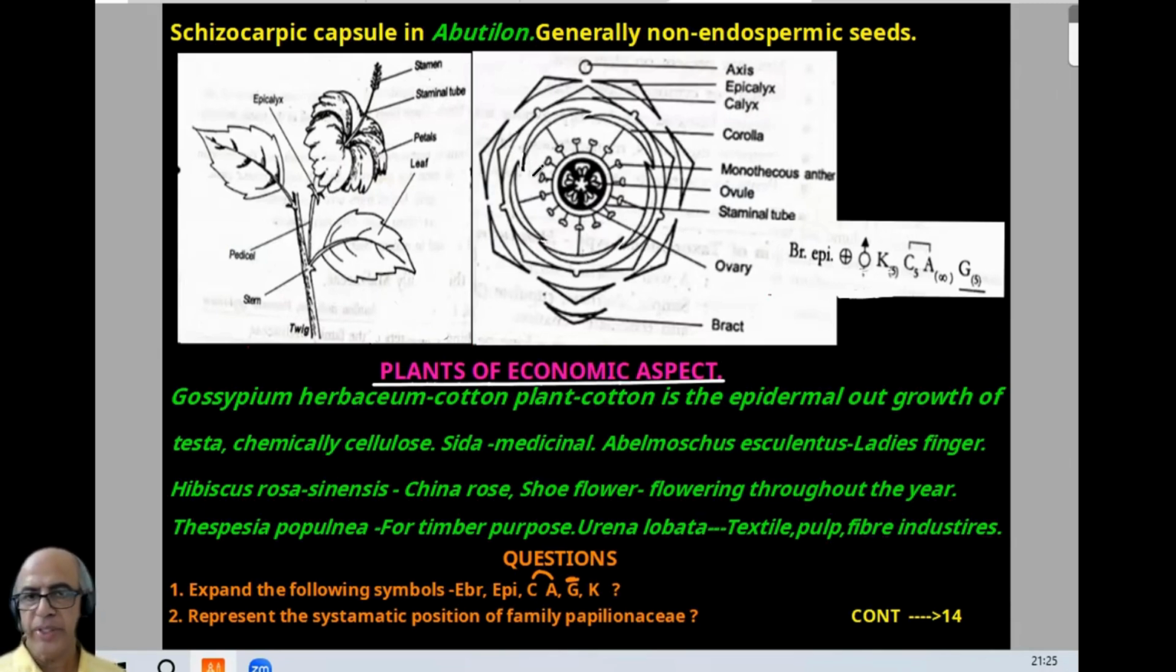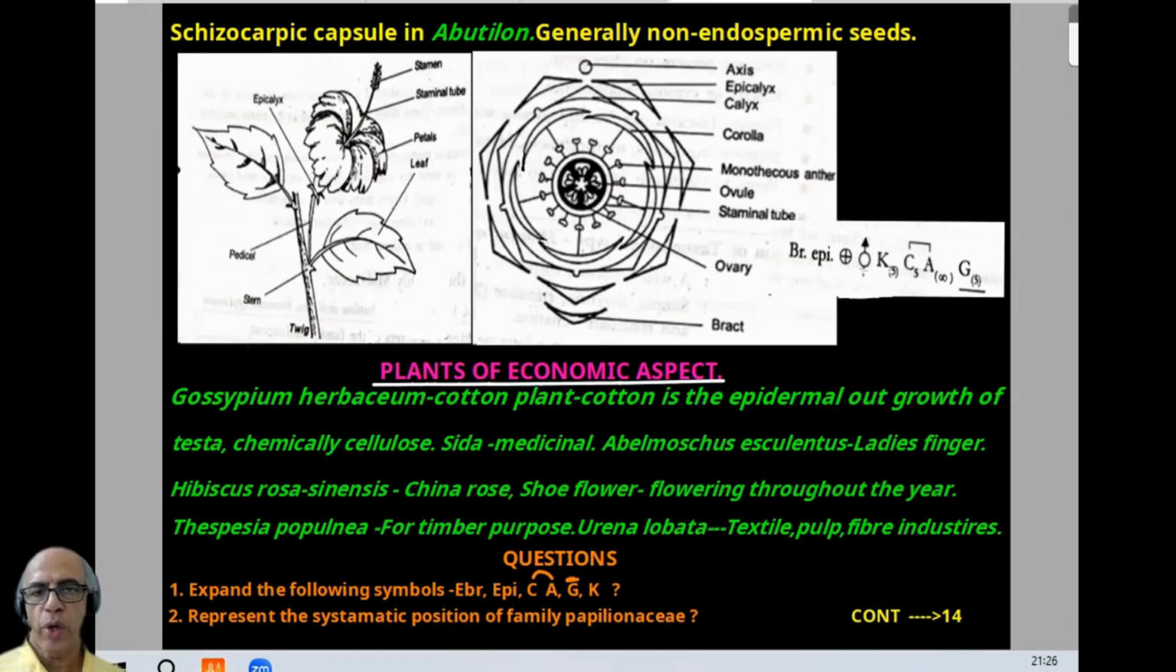Here, 3 whorls can be seen: bract, epicalyx, and so on. The epicalyx will be outer. Then it is actinomorphic, bisexual. Then we can find K5, usually K5 united, C5, androecium numerous, C and A attached, G ovary superior, 5 united. That way the formula and diagram.